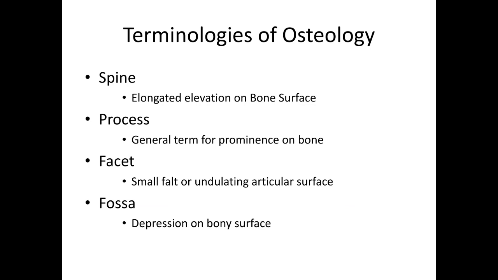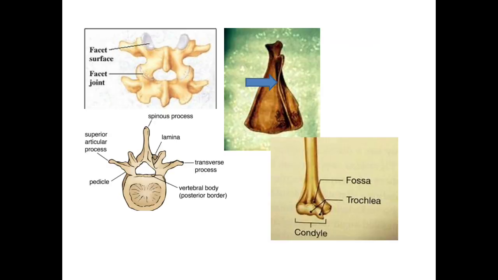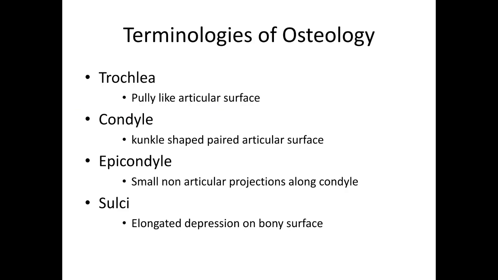Some terminologies of osteology include the spine, that is the elongated elevation on the surface of bone; process, the general term for a prominence on the surface of bone; facet, a small, flat, or undulating articular surface; and fossa, a depression on a bony surface. Here you can see the facet on the surface of the vertebrae, and here are the processes: superior articular process, spinous process, and transverse process. Here is the spine of the scapula, and here are the fossae present, the supratrochlear fossa, and the trochlea present, and condyle.